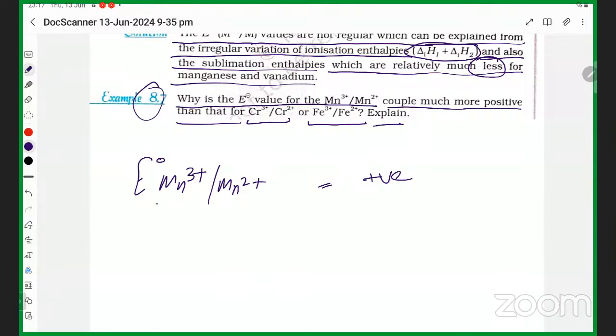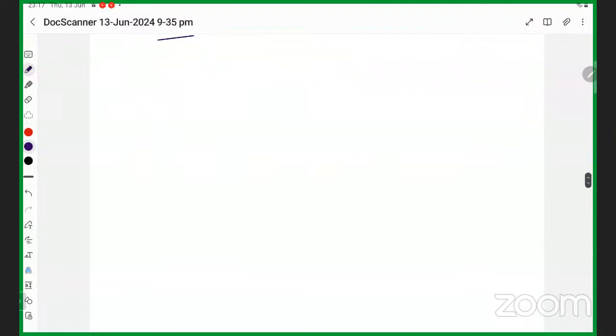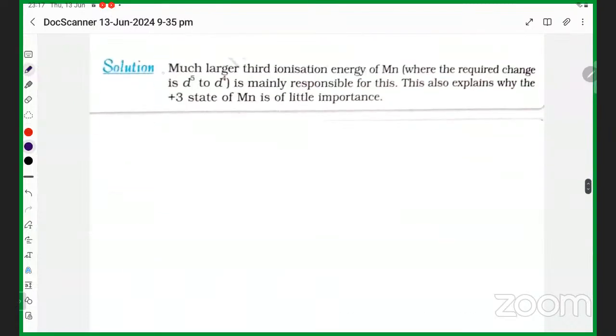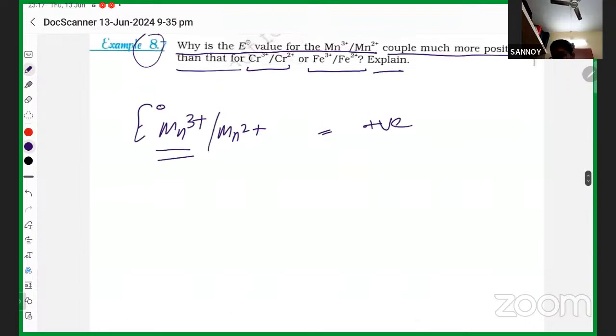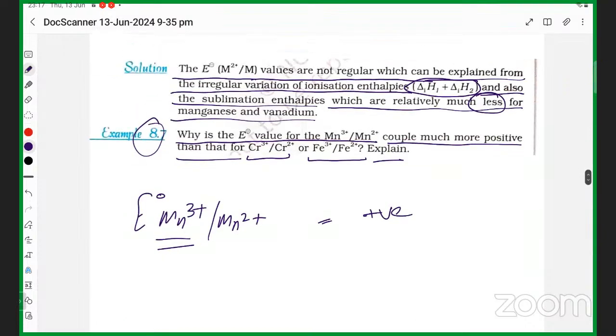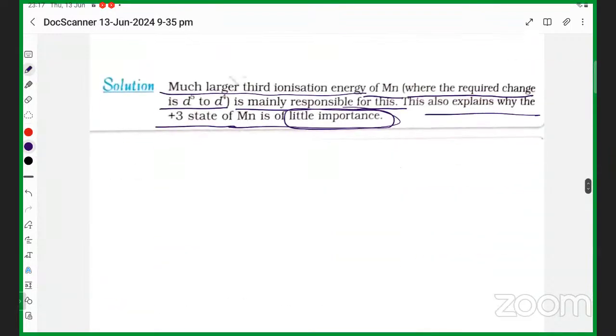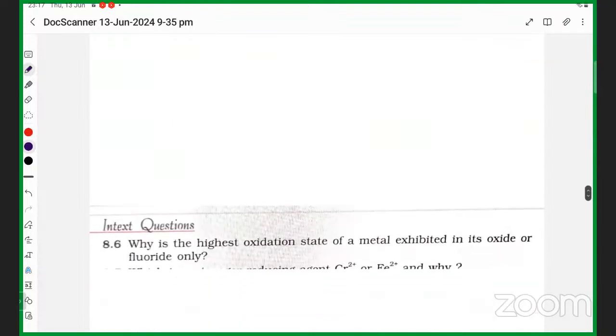The third ionization enthalpy is very high, so more energy is required, so the value is positive. You explained correctly. The much larger third ionization enthalpy of Mn, where the change from unpaired d5 to d4 is mainly responsible for this. This also explains why the +3 state of Mn is less important. So here, to remove the third electron is very difficult. So ionization energy is high.